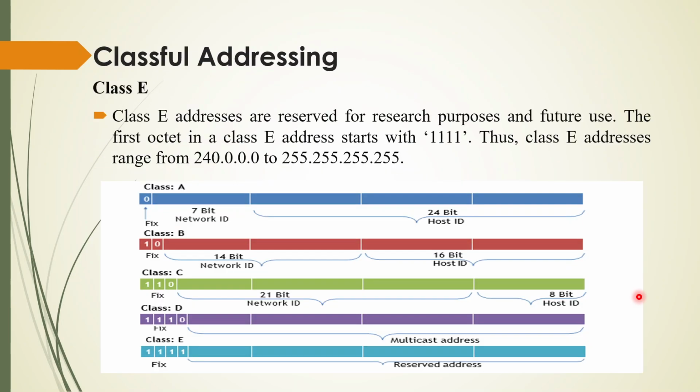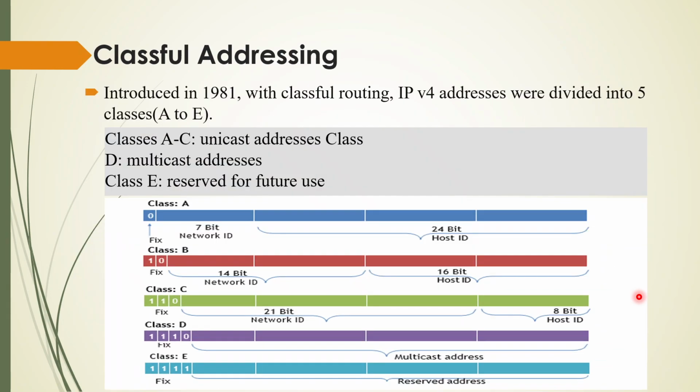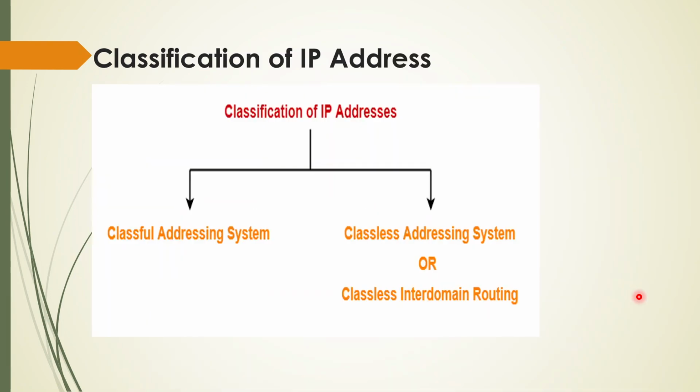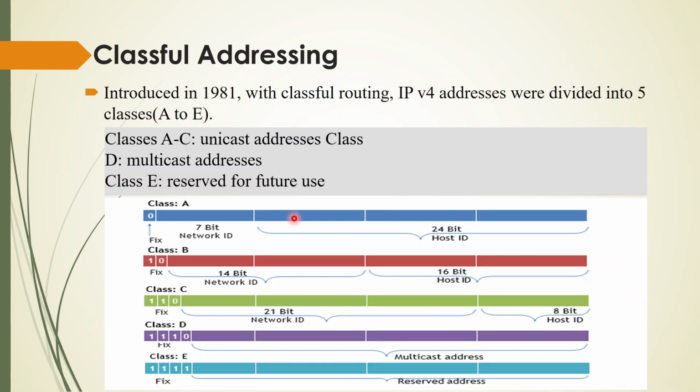So these are the two types of classification of IP addresses, that is classful addressing and classless addressing. Remember this diagram properly. Class A: 0, then the remaining are the 7-bit network ID and 24-bit host ID. Class B: 10, 14-bit network ID and 16-bit host ID. Class C: 110, 21-bit network ID and 8-bit host ID. 1110 is fixed, so these are the multicast addresses, and 1111 are the reserved addresses. So this is the classful address.